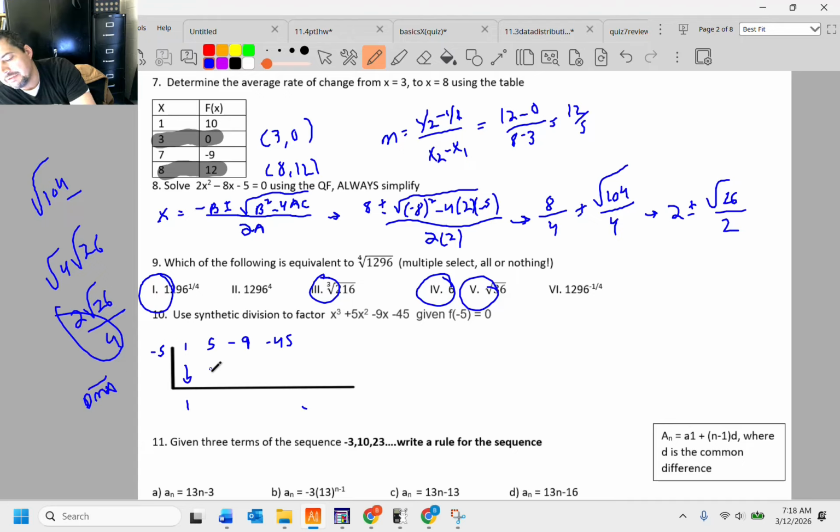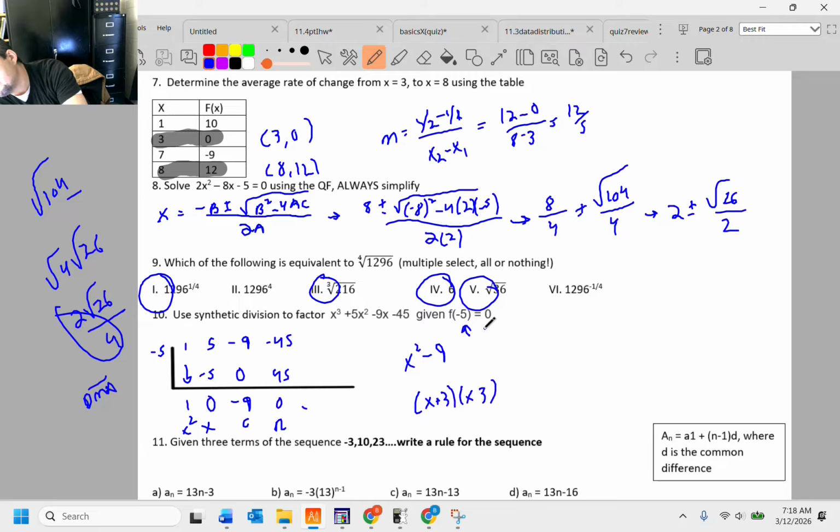We drop. Negative 5 times 1 is negative 5. 5 plus negative 5 is 0. Negative 5 times 0 is 0. Negative 9 plus 0 is negative 9. Negative 5 times negative 9 is 45, and that's a 0 remainder. Constant x squared. We have x squared minus 9. Does she factor? Yes, she does. She is x plus 3 times x minus 3. And then we have this factor, which was x plus 5. And there is the complete factorization of that cubic.